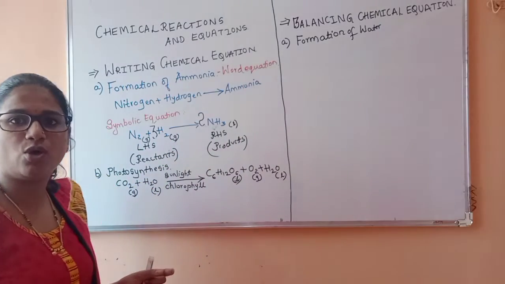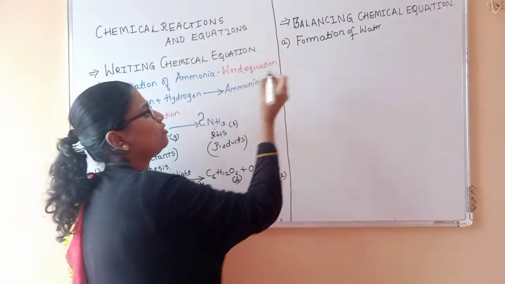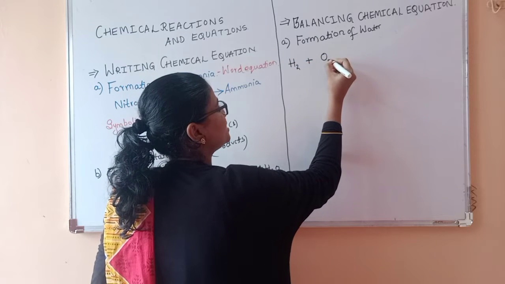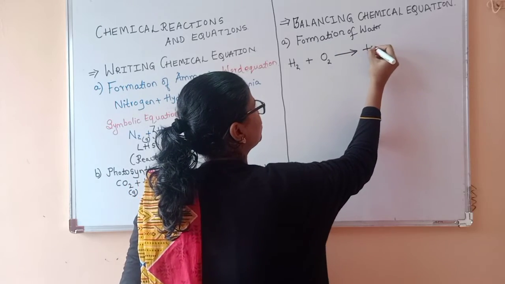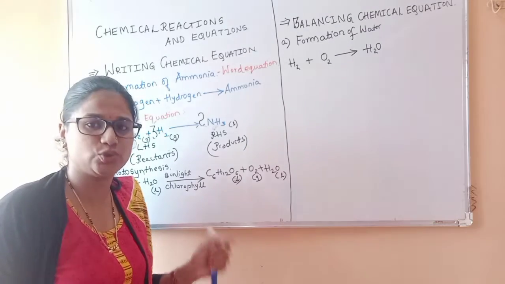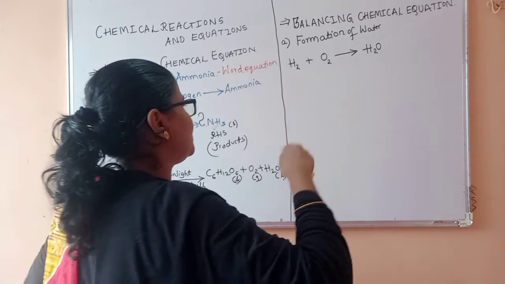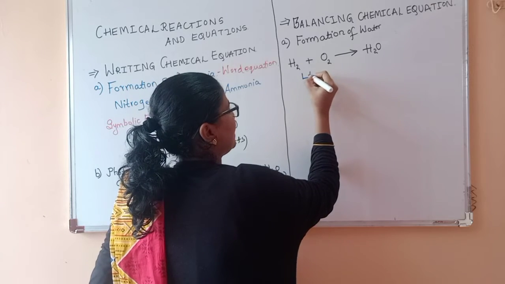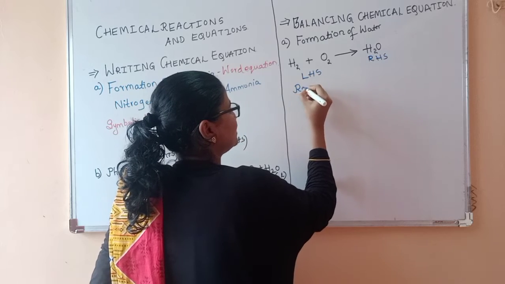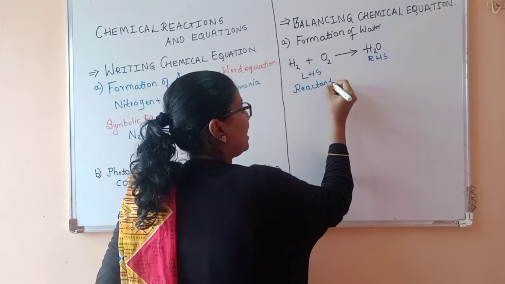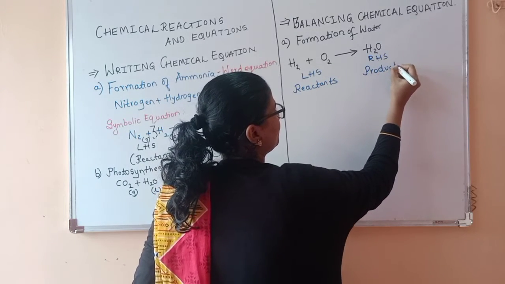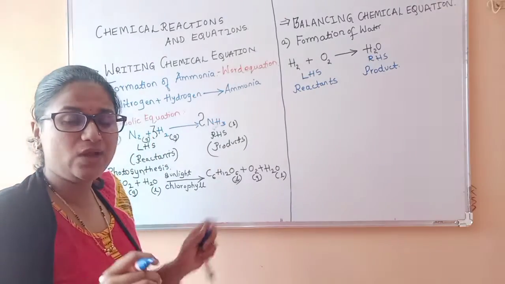In the formation of water, we know that the reactants are hydrogen plus oxygen, which gives us H2O. So let us name LHS and RHS. This is the LHS side, this is the RHS side. This side is the reactants and H2O, water, is the product. Then now we have to balance.